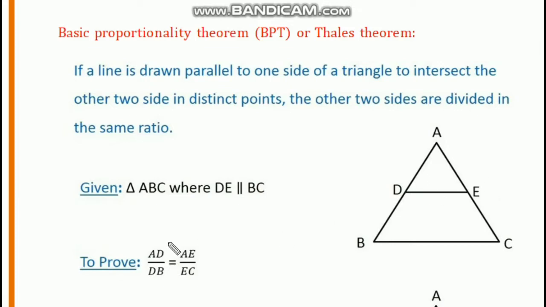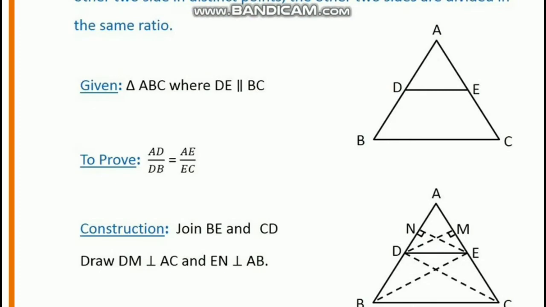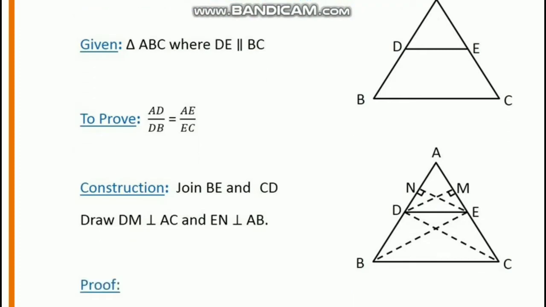Okay, so to prove AD by DB equal to AE by EC, which is the statement. Here we can't prove this directly. Then how to prove? Here we need to construct something. So here I join BE, the diagonals. Refer to the previous diagram. Next we need to join CD.